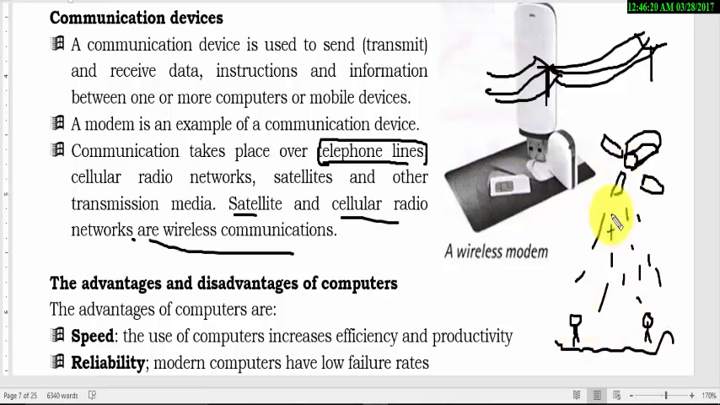Now this space is what we call wireless, because this one uses lines, this one does not use lines. It just uses the radio waves for you to communicate. So you call from here, then it goes to the satellite then sends to the person you are calling. So satellite and cellular radio networks are wireless communications.